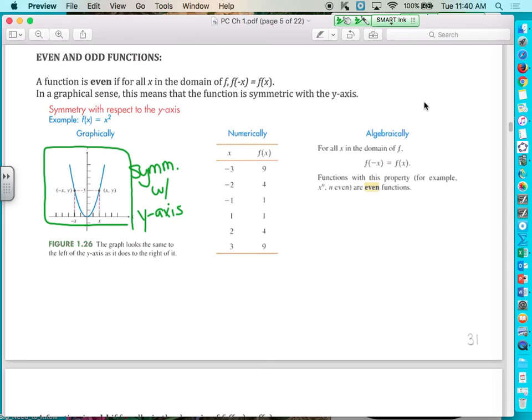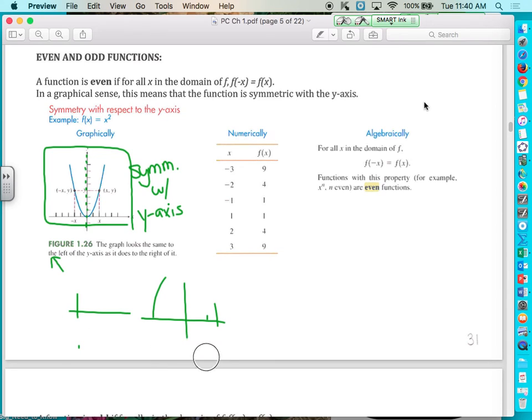Any graph that has symmetry with the y-axis, where if I fold the graph along the y-axis the left side fits right on top of the right side. It could look like this, or something like that. That was supposed to look even on both sides, but you get the idea. So if you fold along the y-axis, one side will fit on top of the other side.